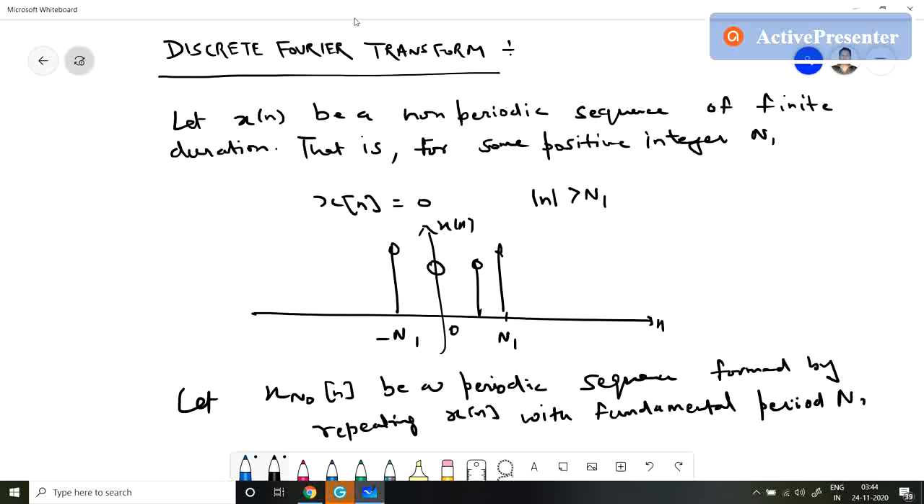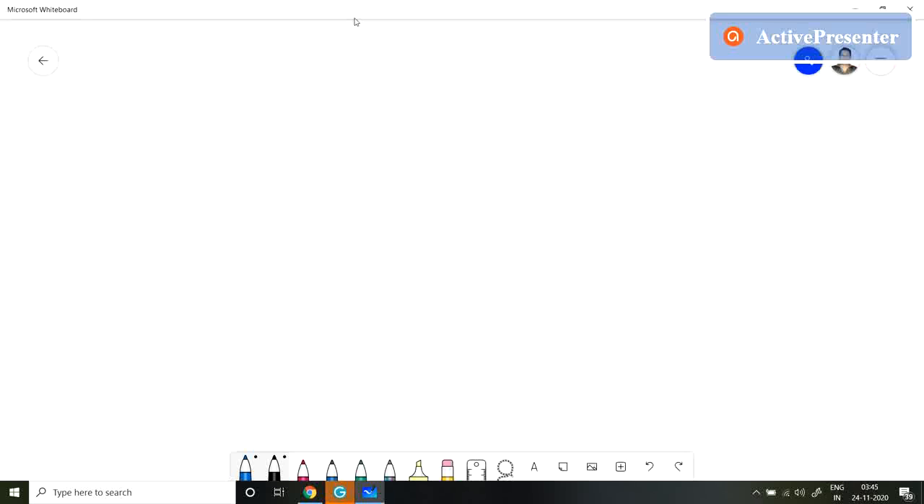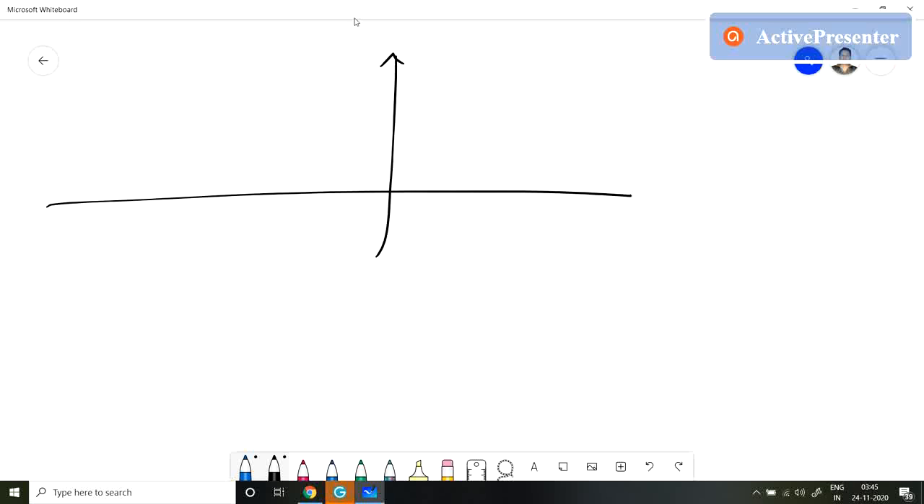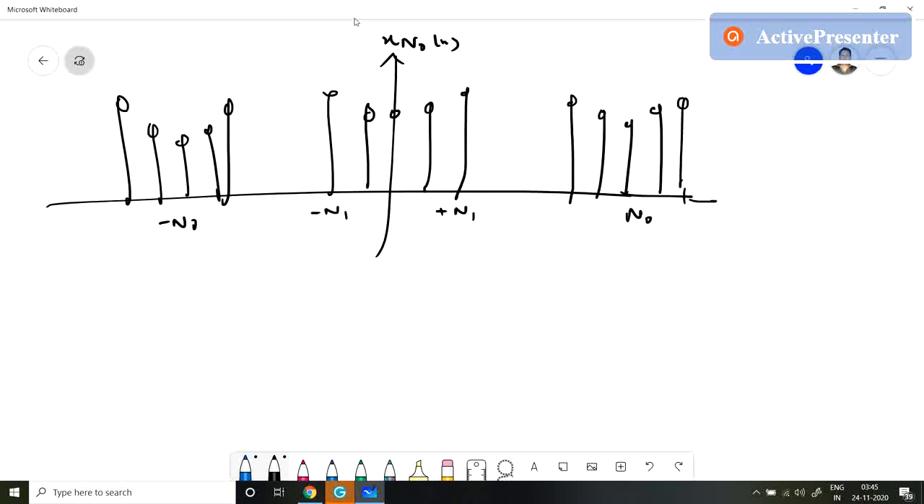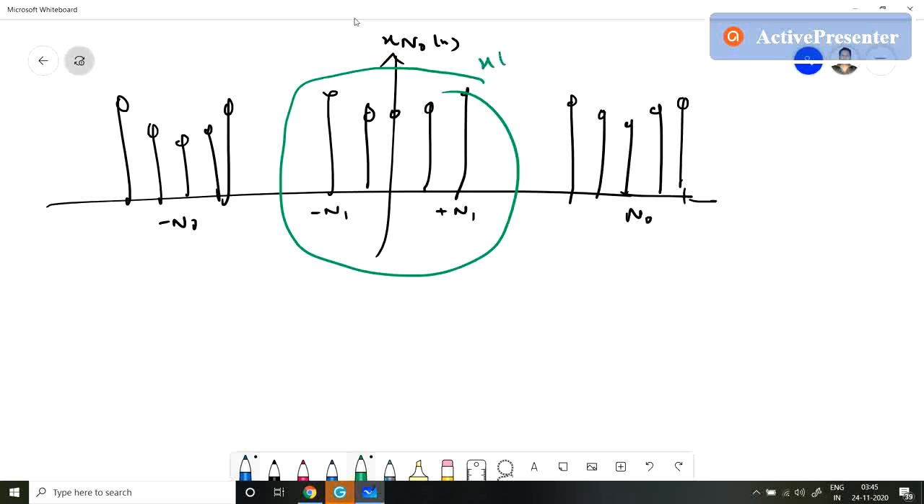So let us take one signal x n naught n. Basically we are going to repeat it. This is minus n1 to plus n1. Then again we have n naught, here we have minus n naught. So this is x n naught n. Basically we have repeated this xn. Again this is repeated, and again here it is repeated.